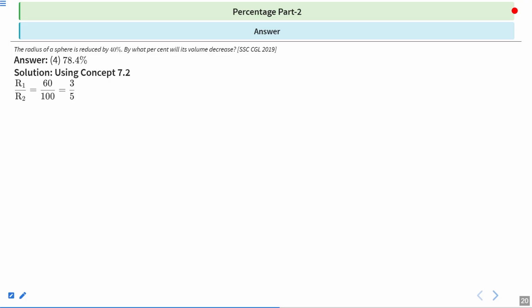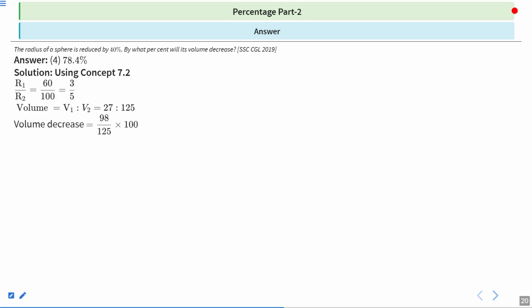R1 upon R2 will become 60 upon 100 if we take the radius as 100. After reducing it will become 60. When we simplify it, we get R1 upon R2 equals 3 by 5. Now we know that the volume formula is 4 by 3 pi r cube. So the volume ratio is in the form of radius cube, 3 cube ratio 5 cube. When we simplify it, we get V1 ratio V2 equals 27 ratio 125.